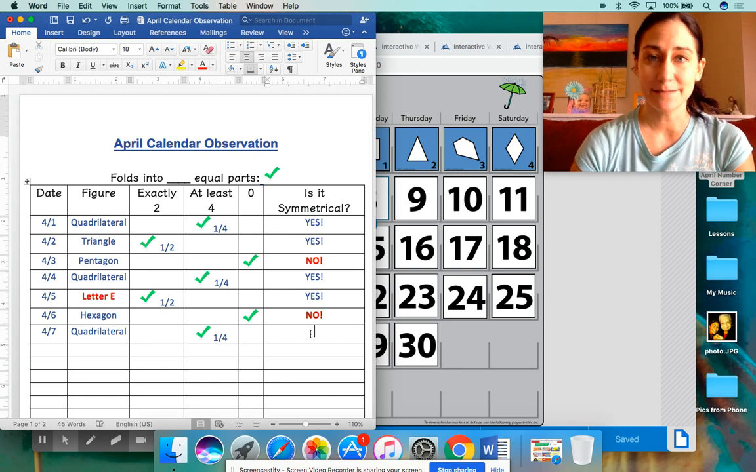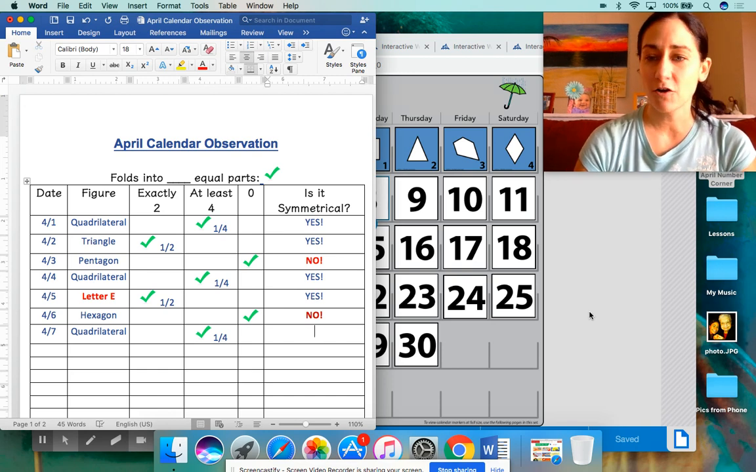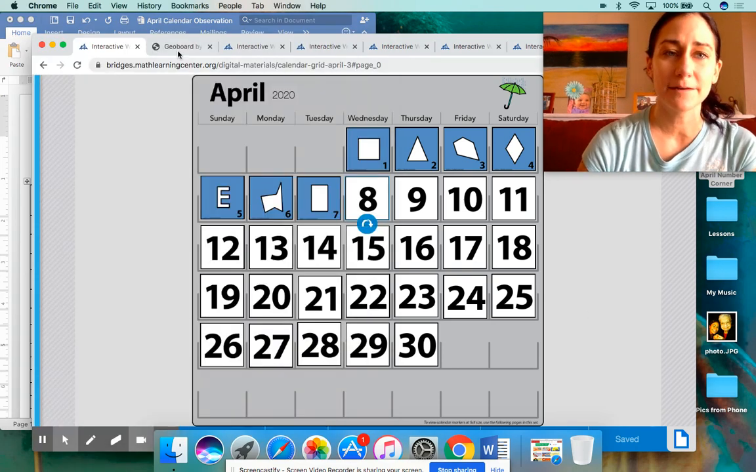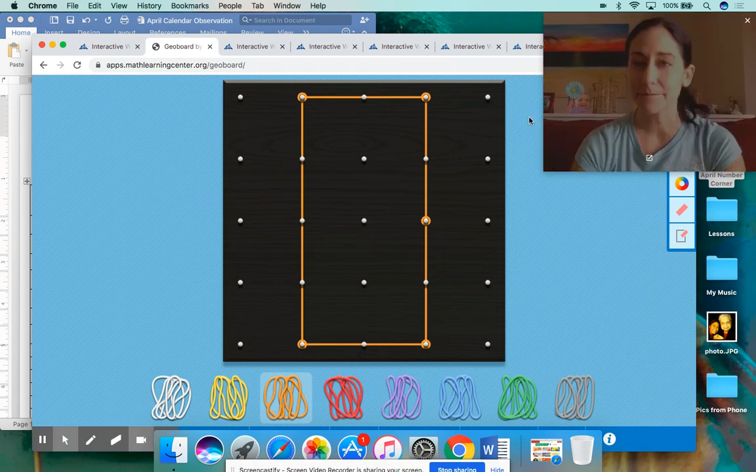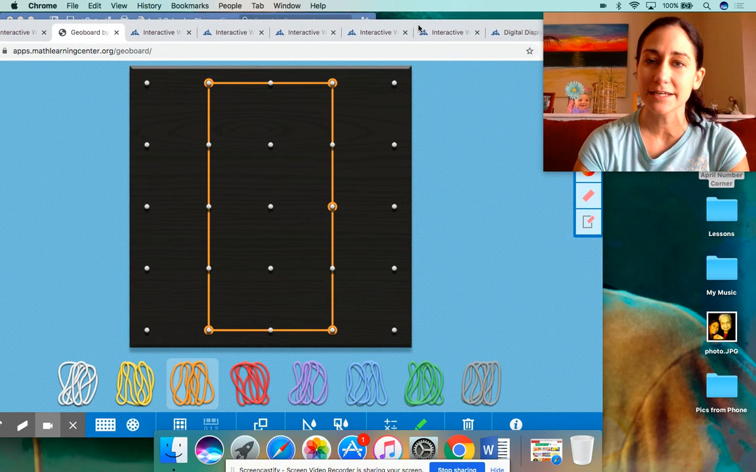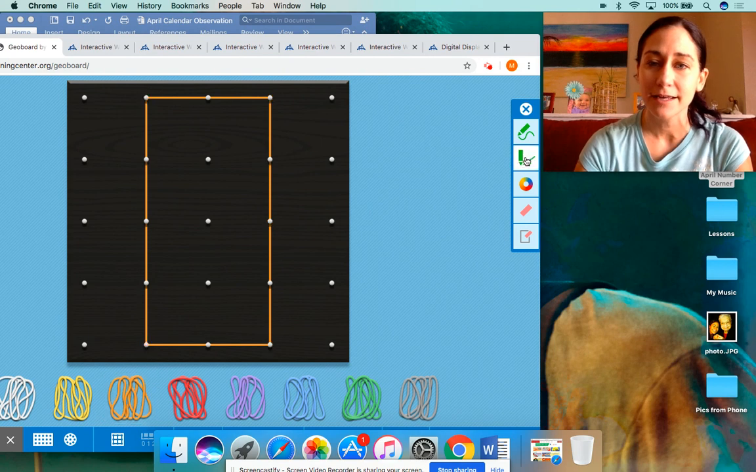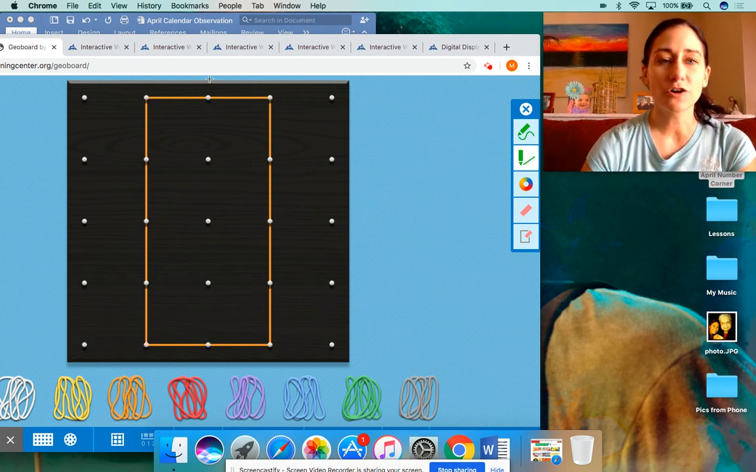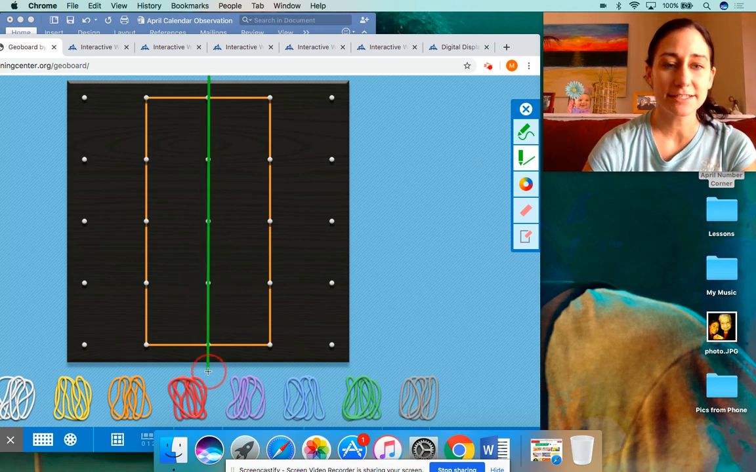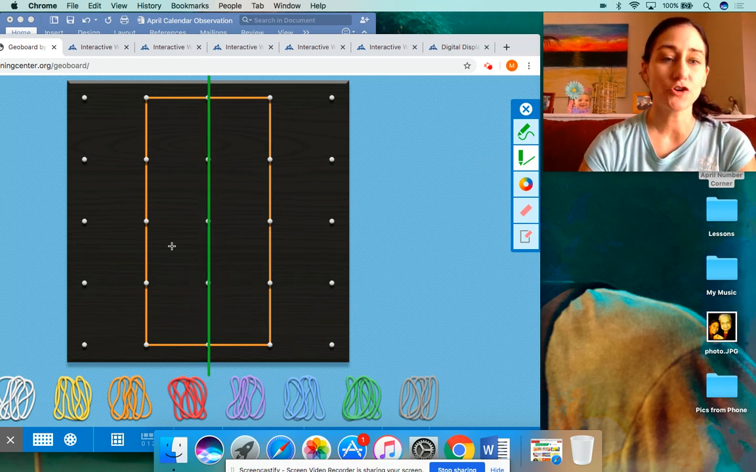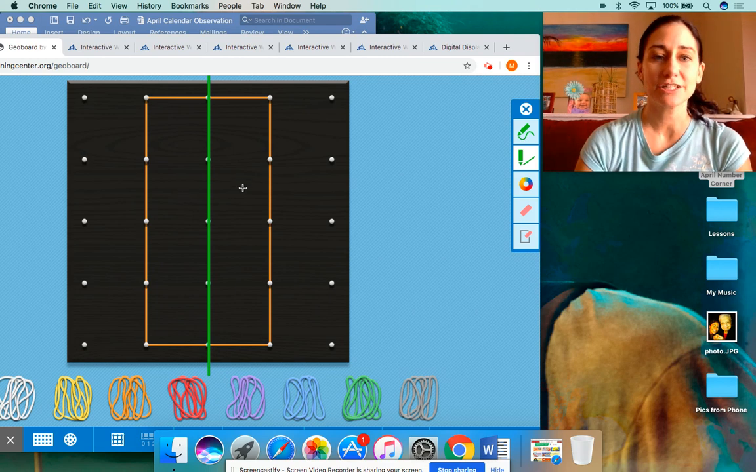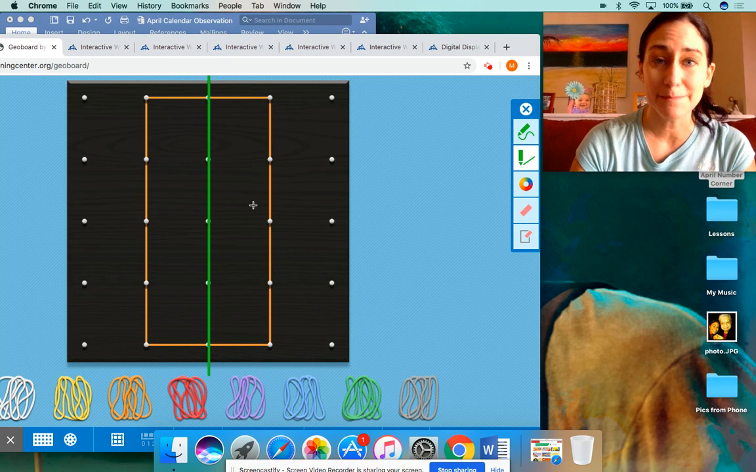So was it symmetrical? Well, let's look at our Geoboard. That will give us a better view of it. I'm going to use the pencil here. Let me move that over. I'm going to draw a line going straight down the middle. And as you can see, it is symmetrical. The left side matches the right side. It is completely symmetrical. It's a mirror image.